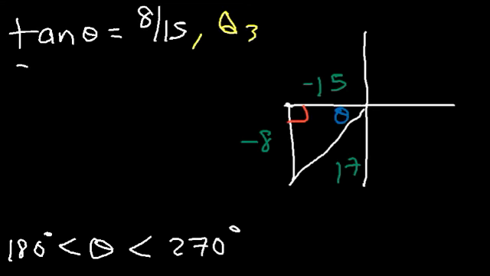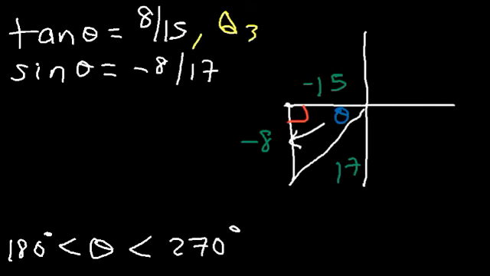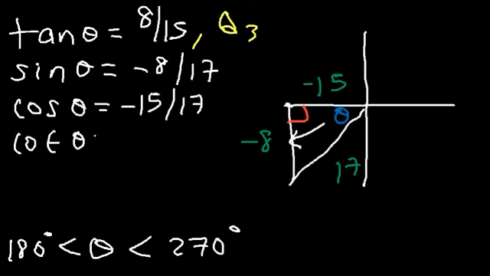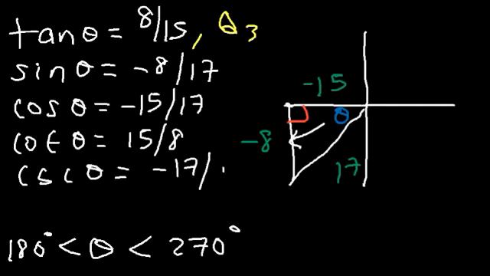So now let's find sine theta. Sine theta is opposite over hypotenuse. Opposite is -8. Adjacent is -15. Hypotenuse is 17. So it's going to be -8 over 17. Cosine theta, that's adjacent over hypotenuse, so -15 over 17. Cotangent theta, the reciprocal of tangent, so that's 15 over 8. And cosecant, that's going to be -17 over 8. And secant, -17 over 15.